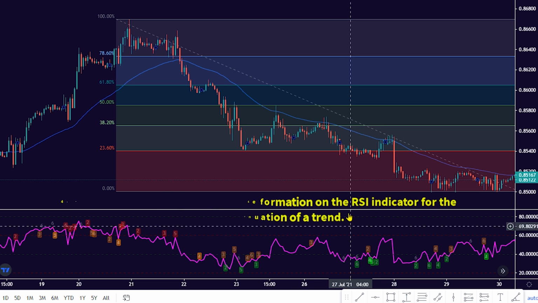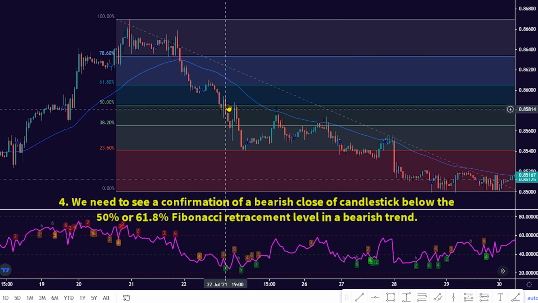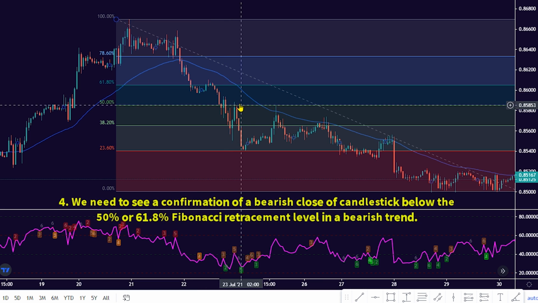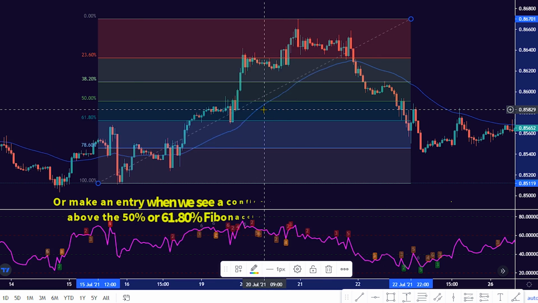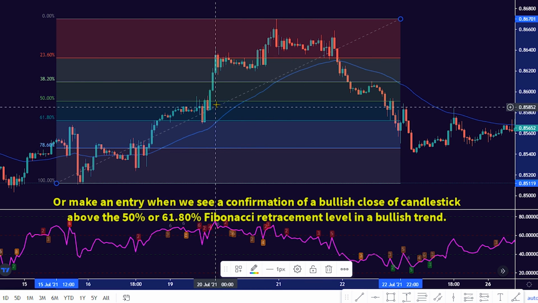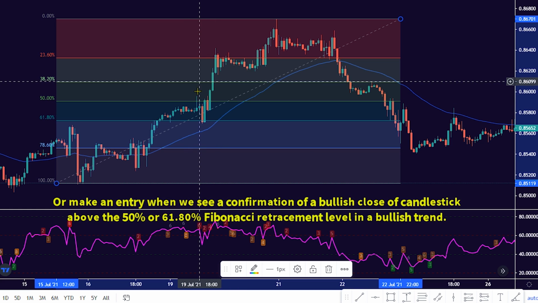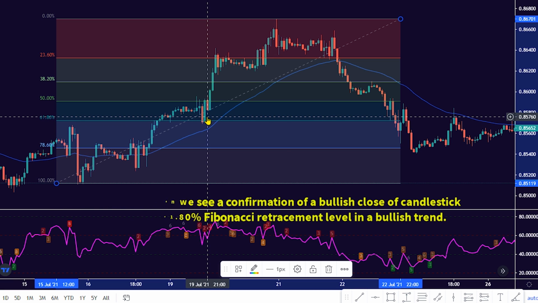3. We need to see a hidden divergence formation on the RSI indicator for potential continuation of a trend. 4. We need to see a confirmation of a bearish close of candlestick below the 50% or 61.8% Fibonacci retracement level in a bearish trend, or make an entry when we see a confirmation of a bullish close of candlestick above the 50% or 61.8% Fibonacci retracement level in a bullish trend.